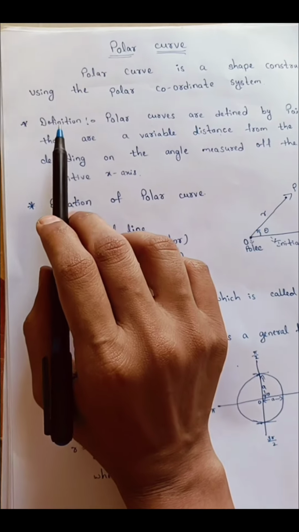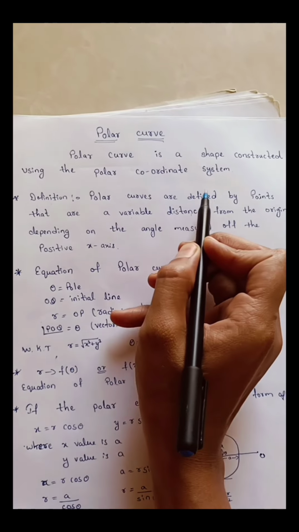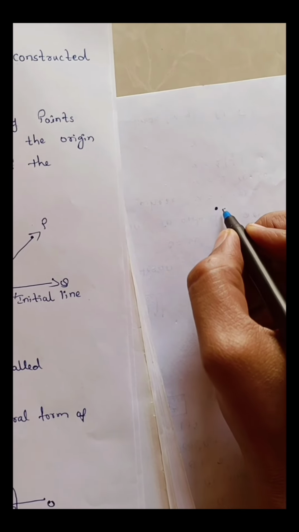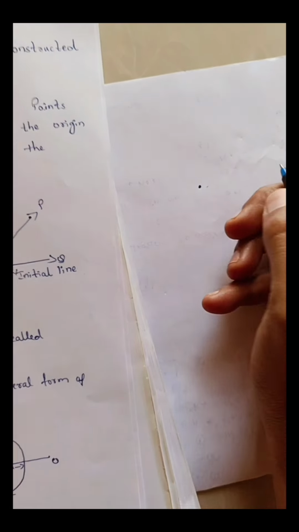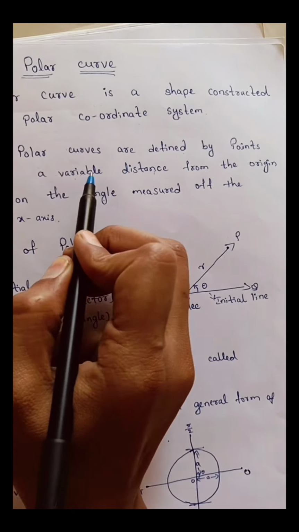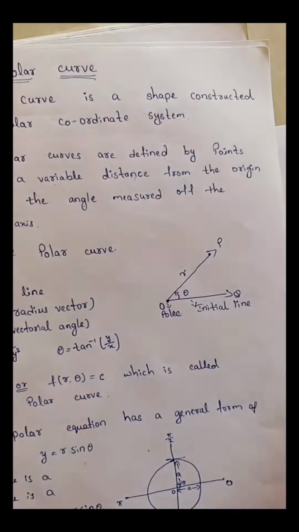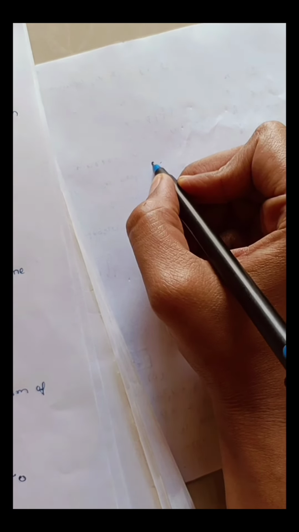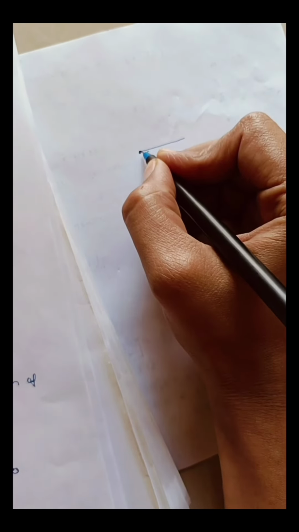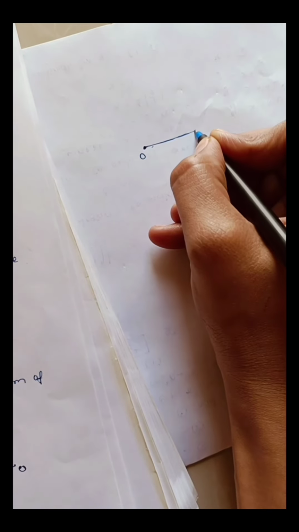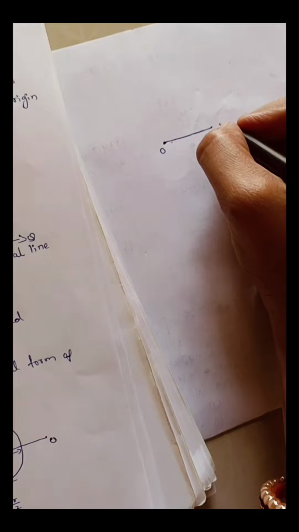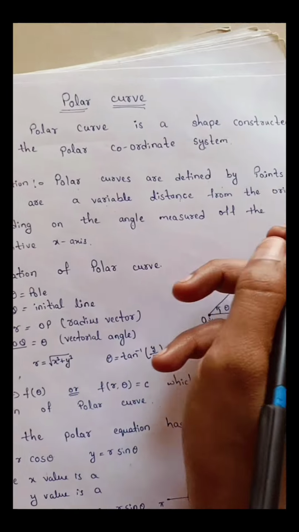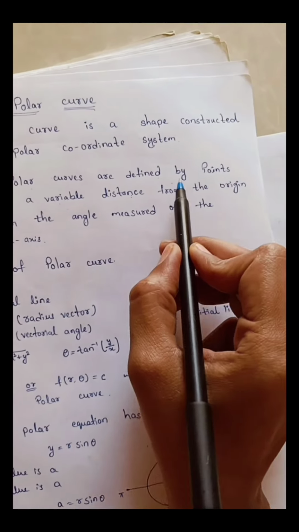So next one is the polar curve definition. Polar curves are defined by points. Only this point is not the definition of polar curve, right? So again, the definition is what? Points that are a variable distance from where? From the origin. See here, this point is a variable distance from the origin. This is the origin, this is the distance from the origin, and this point is A. So this is the definition: polar curves are defined by points that are a variable distance from the origin.